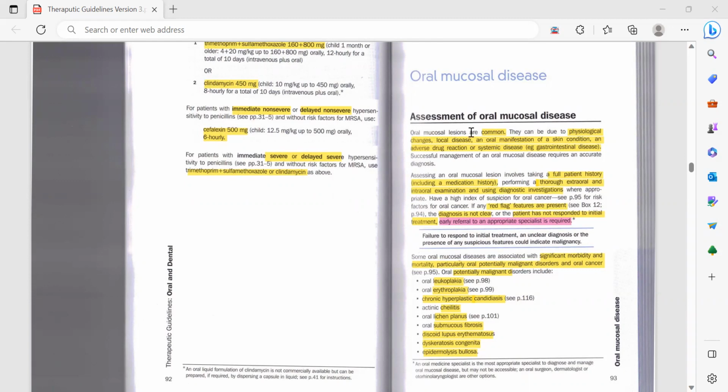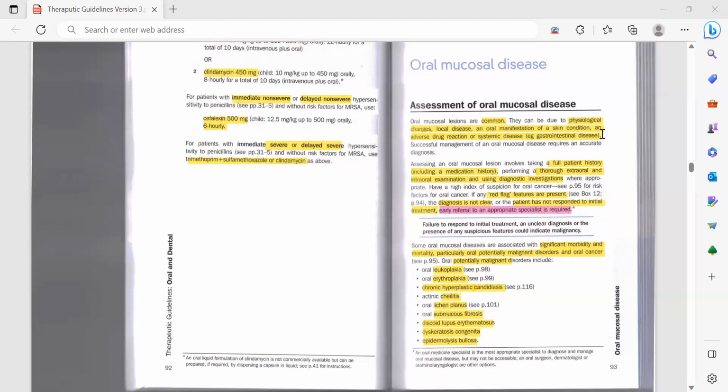Then the oral mucosal lesions are common. We all know, like that's the reason even when the patient comes for a general checkup, we do check their soft tissue and hard tissue, because these things are very common, and there could be a few reasons why they might be happening. Firstly, it could be due to physiological changes, then local disease, or an oral manifestation of a skin condition, an adverse drug reaction, or systemic disease such as GIT disease.